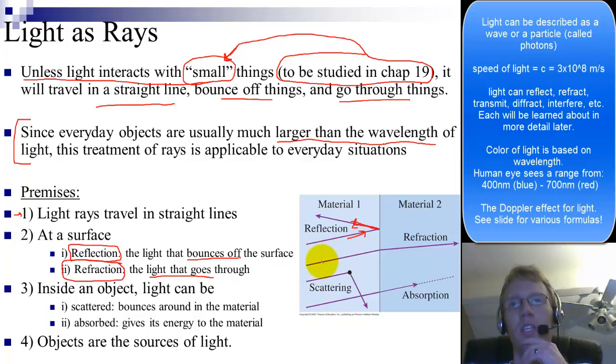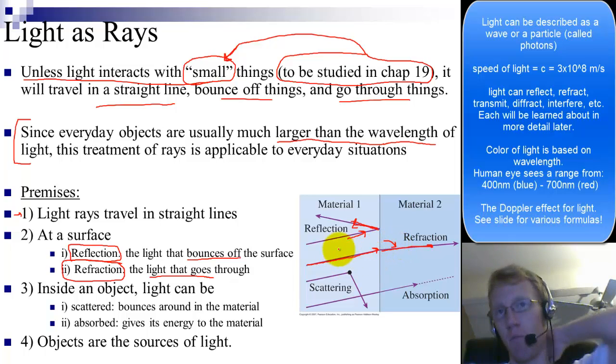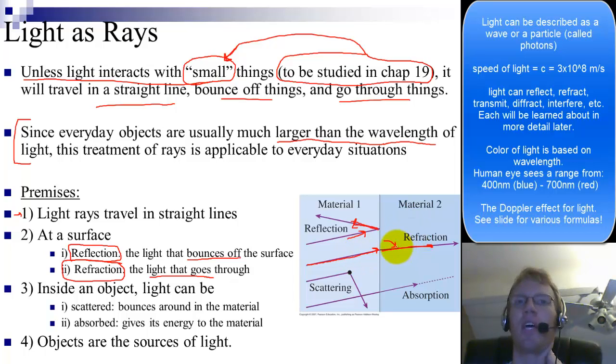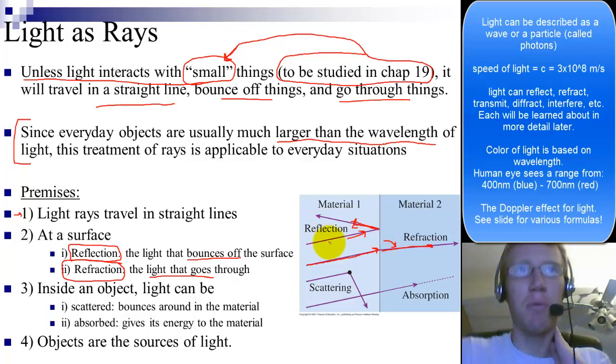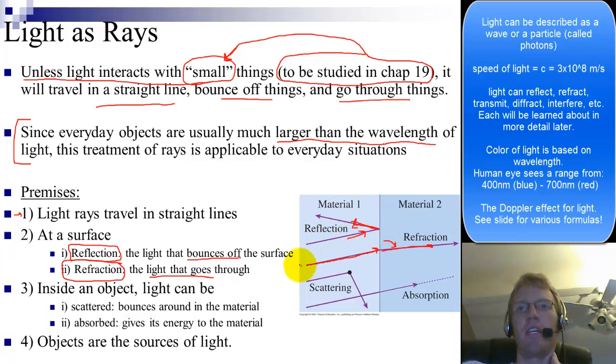So you can see this light ray right here. It changes direction just a little bit, ever so slightly bending that way. When light passes from one material into the other, it does refract, which is something we'll learn about in Chapter 18, and that's the bending of light as it passes through. But again, we're going to ignore that for now. But in a particular medium or material, the light does travel in a straight line.